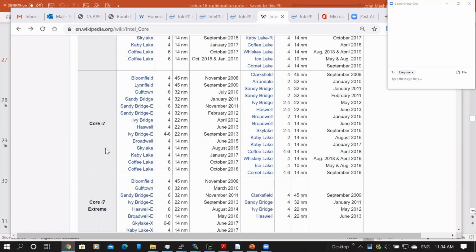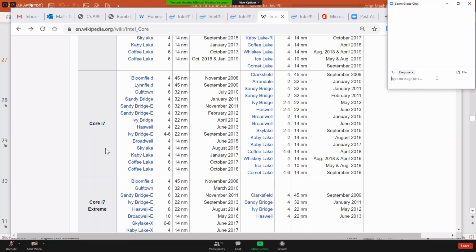Windows, because they have those all running Windows in that lab this term.